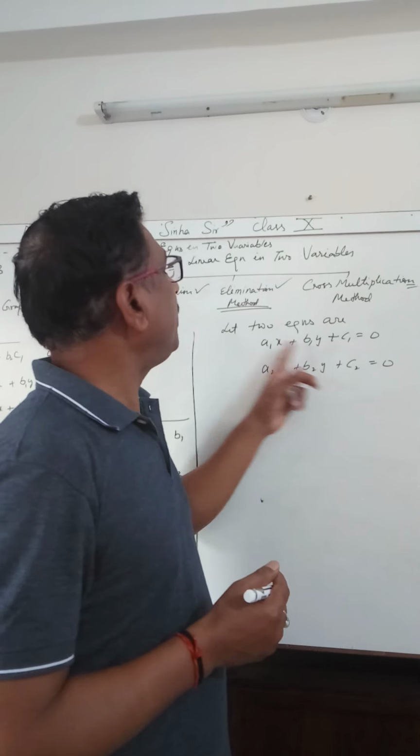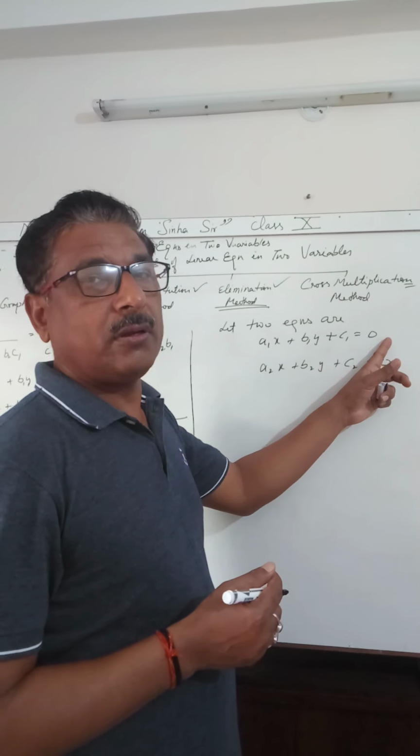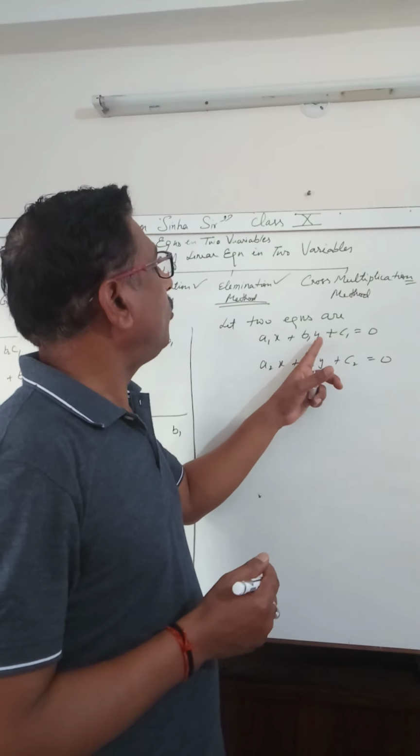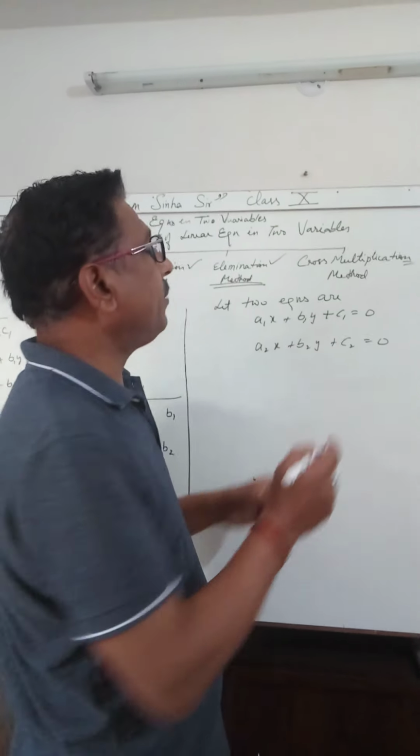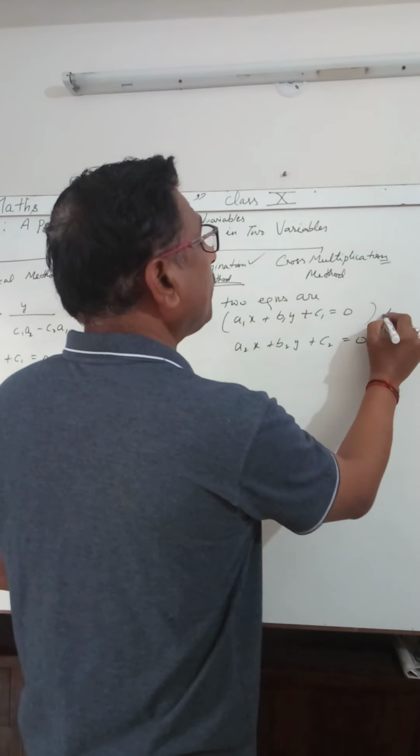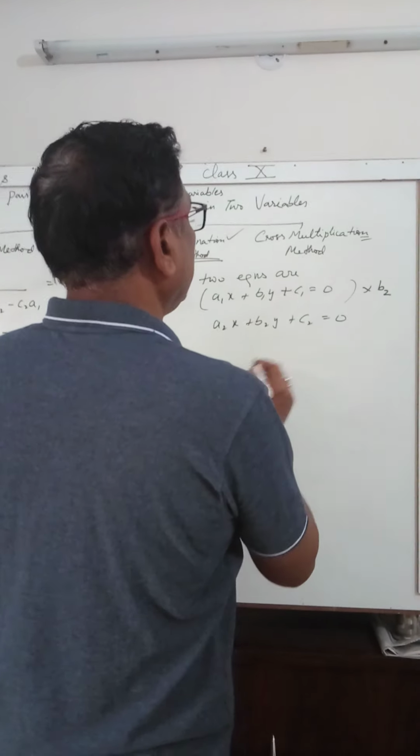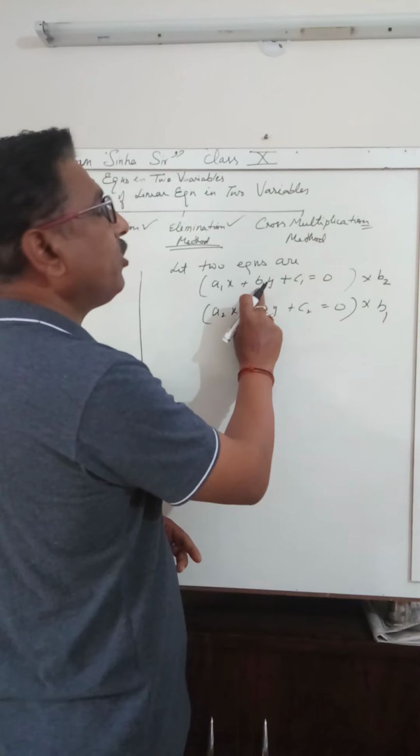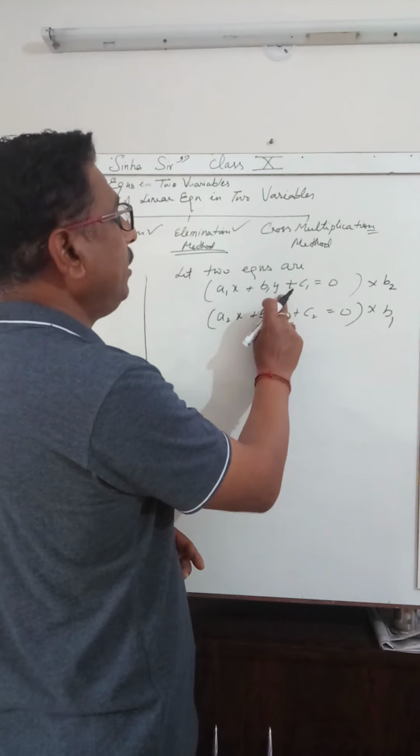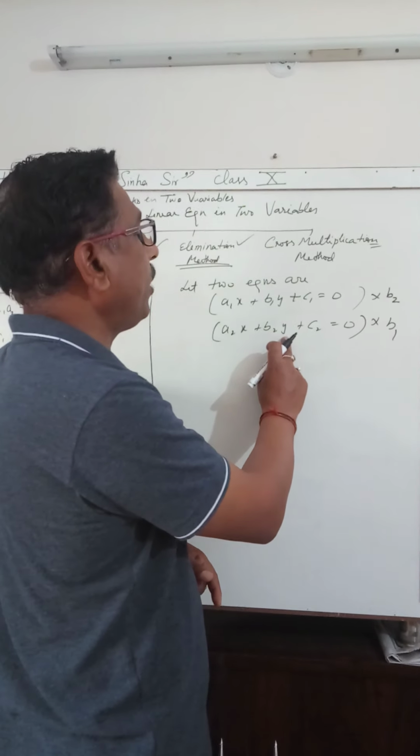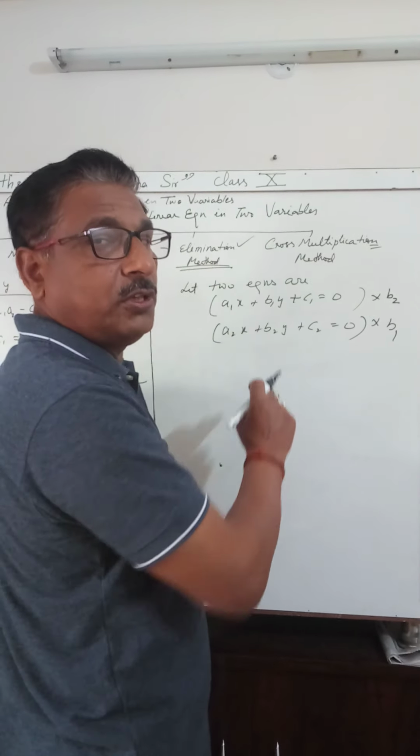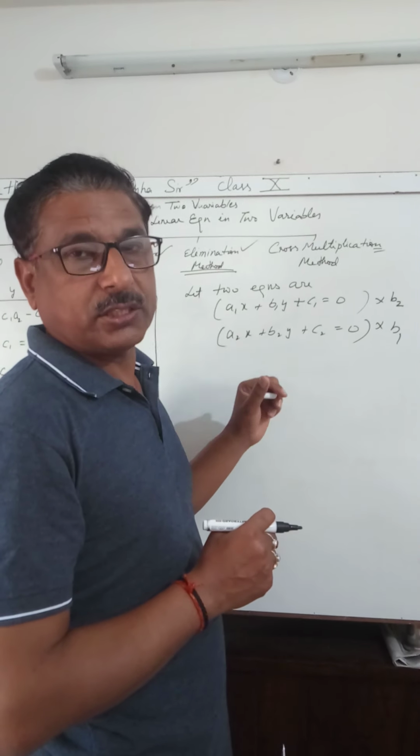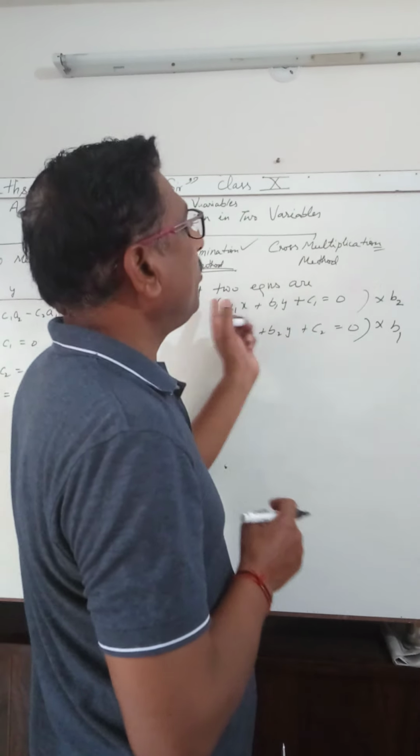Since b1 is here, we are eliminating y. So we multiply the whole first equation by b2, and we multiply the second equation by b1. When you multiply, you will get b1 b2 y in both. These two terms will be the same, and if you subtract, the y term will be eliminated and you will get the value of x.